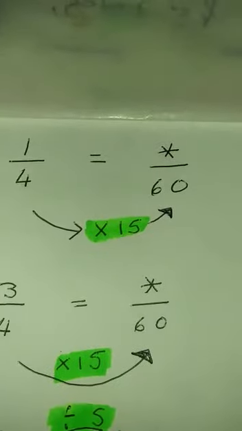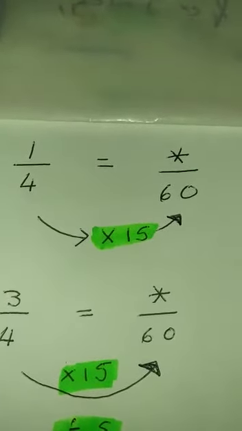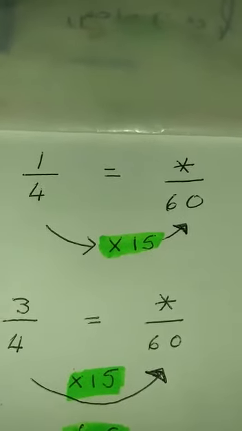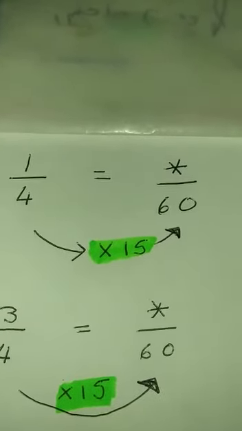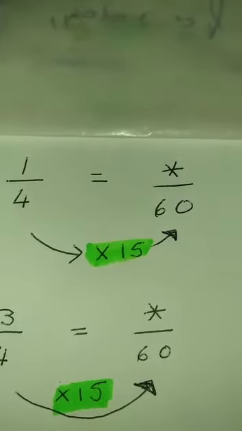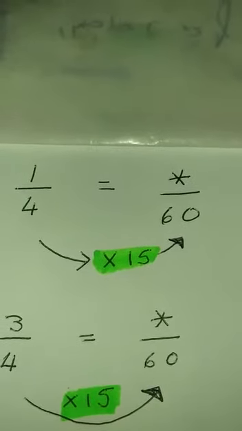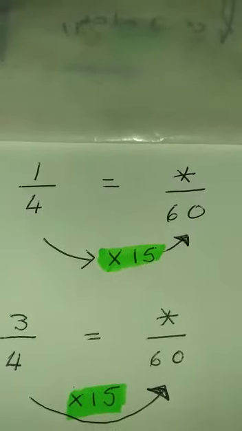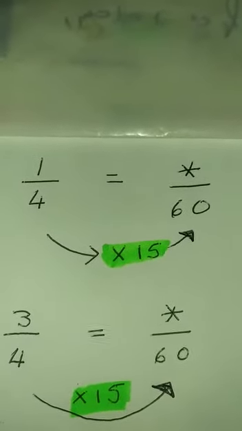If we're trying to work out an equivalent fraction for a quarter out of 60, the 4 has been multiplied by 15 to make 60. Therefore, the 1 is times by 15. So a quarter is the same as 15 out of 60.